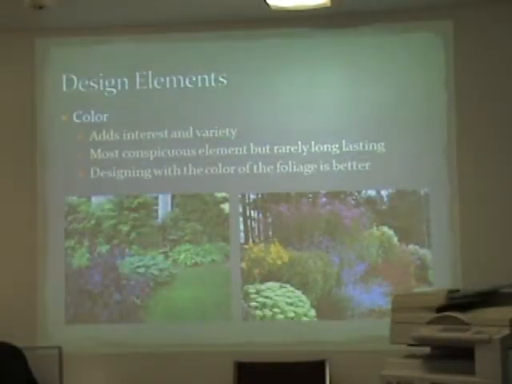Okay, so some other design elements is color. It adds interest and variety. It's the most conspicuous element, but rarely long-lasting. And what I mean by that is, like in this picture to the right, all those flowers there, they're not going to last that long.